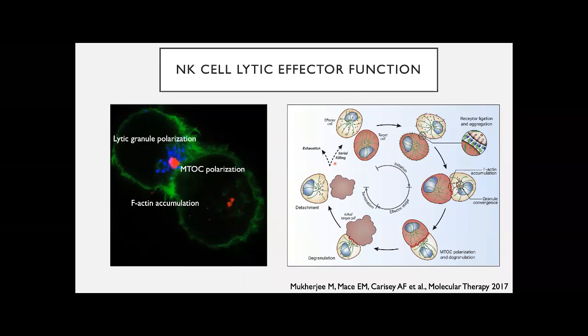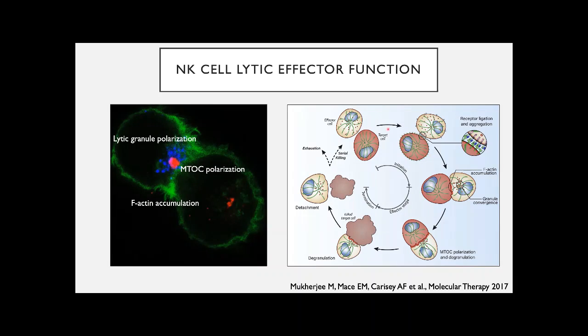So when we consider NK cell lytic function, so this directed secretion of lytic granules, this is performed through the formation of an immunological synapse, a lytic immunological synapse. And we can think of this broadly in a number of different stages. Now, each of these stages contain molecular events that help to regulate this function and dictate this function.